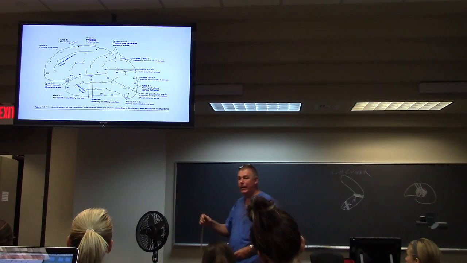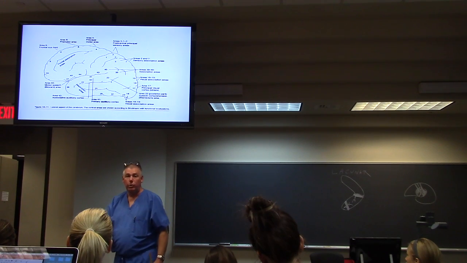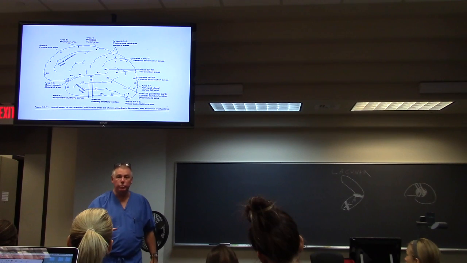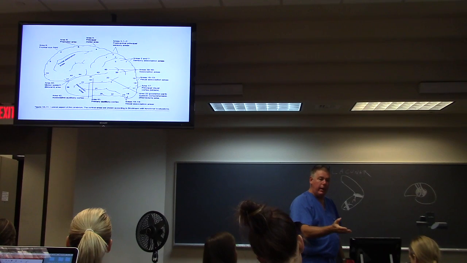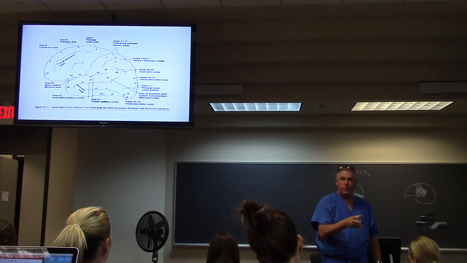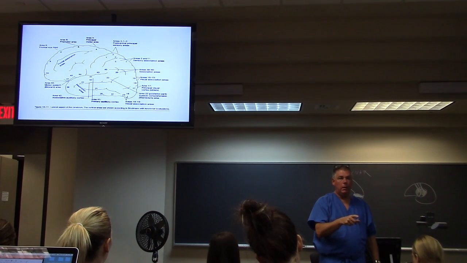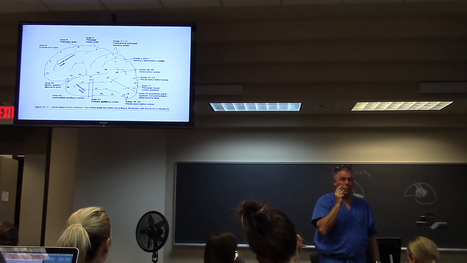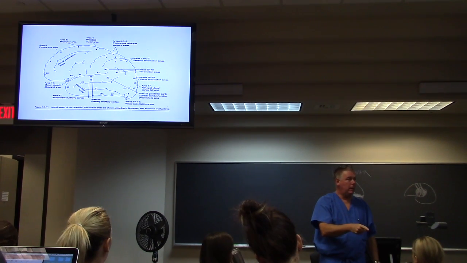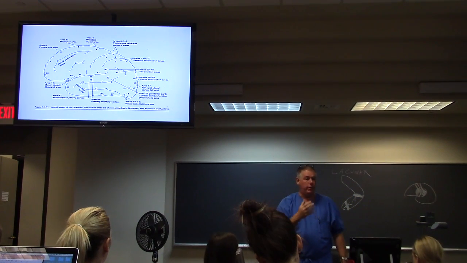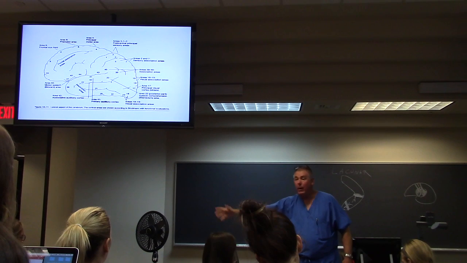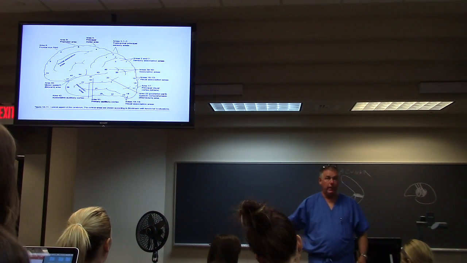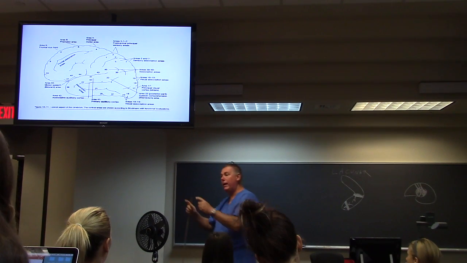If you lose area 18 and 19, but 17 is intact, you can still see, you just can't interpret what you see. For example, if I lose area 18 and 19, and I'm looking at you and I'm thinking, I know what you are. You're a human. But I don't know that you're a girl. I can't interpret what I see. I can see grandma, but I don't know she's grandma. That's the difference between primary and associational area.